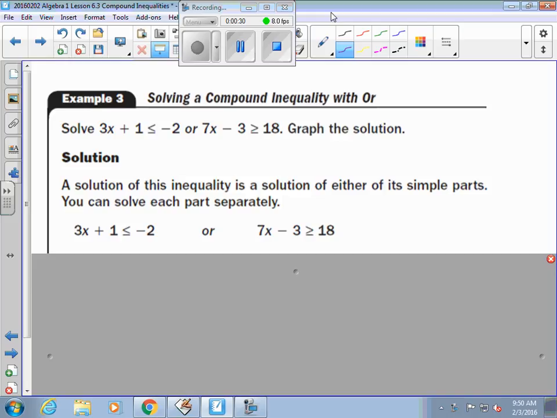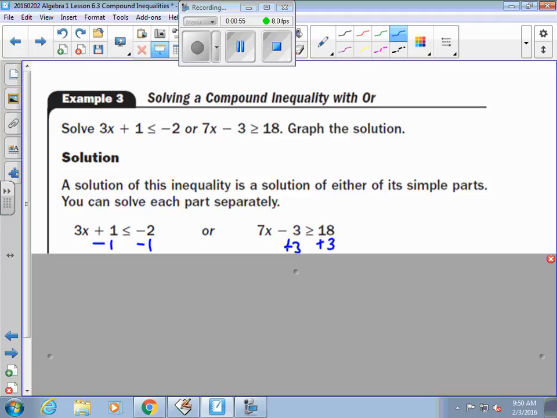So 3x plus 1 is less than or equal to -2, or 7x minus 3 is greater than or equal to 18. You undo your order of operations backwards still. You still undo plus 1 by subtracting it for the first one. Do it on both sides. And you undo minus 3 by adding it to both sides for the second one. So minus 1 and minus 1, plus 3 and plus 3.